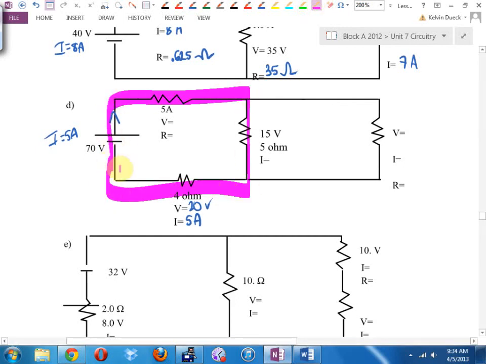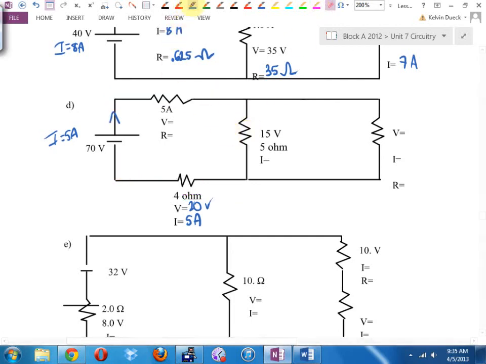Is that a closed ski hill path? Do I know every hill but one? How high is the chairlift? 70. How high is that middle hill? 15. How high is the bottom hill? 20. How high is the first hill have to be? What's the voltage of the first hill? Got to be, is it 35?